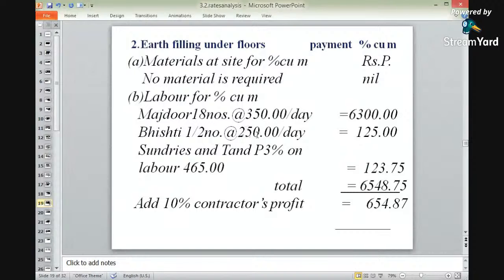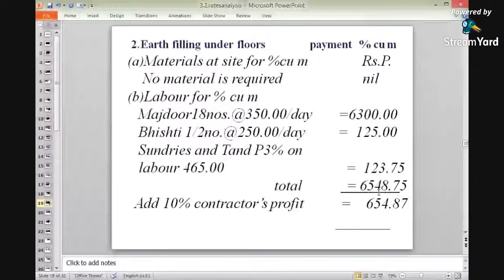Then the tools and plants. From the total amount, sundries and tools and plants are required. It is 3% on the labor cost, so it comes to be 3% of this, which is 123.75. We have added these quantities and it comes to be 6548.75, the total cost.